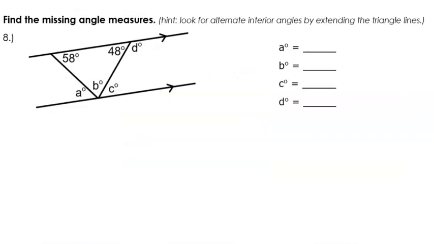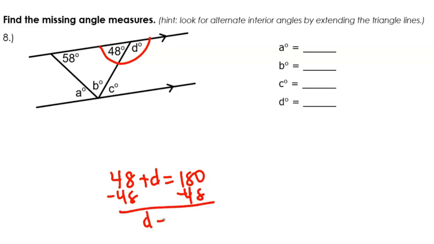For question 8, you need to find the missing angle measures. Now some of them you can find because you know they are supplementary, like angle 48 and D. So mentally or on a calculator, I'm going to compute that 48 plus D has to be equal to 180. So when I subtract 48 from both sides, I get my answer for angle D.